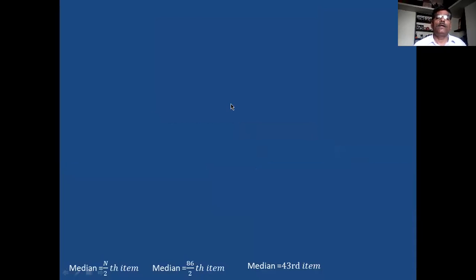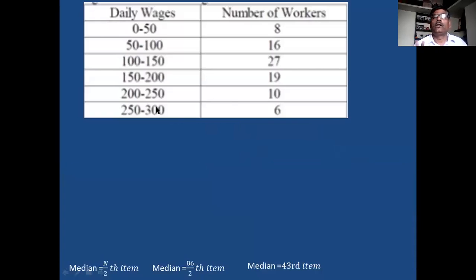You see here, I will take one example to calculate the cumulative frequency. How to calculate the cumulative frequency? You see here, daily wages and number of workers. I have taken one example. Daily wage 0 to 50 means the workers who are not having any wage, with a maximum wage of 50. Up to 50 daily wage, there are 8 workers. There are 8 members who have 50 rupees or less.